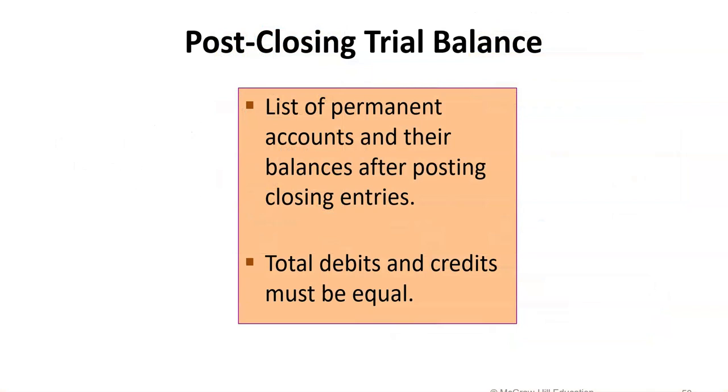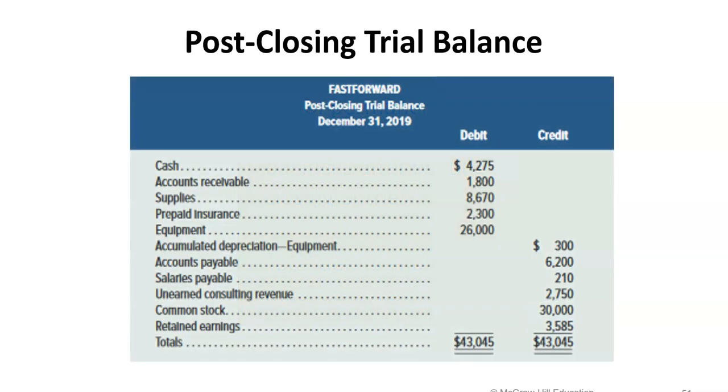Then we do the post-closing trial balance. This is a list of our permanent accounts and their balances after posting closing entries. The total debits and credits must be equal after we finish closing. And remember, those permanent accounts were our balance sheet accounts: assets, liabilities, and equity. An example of the post-closing trial balance is here.